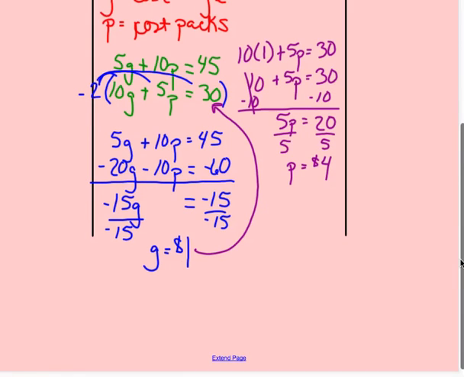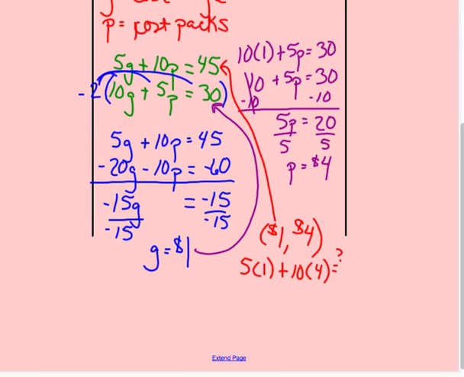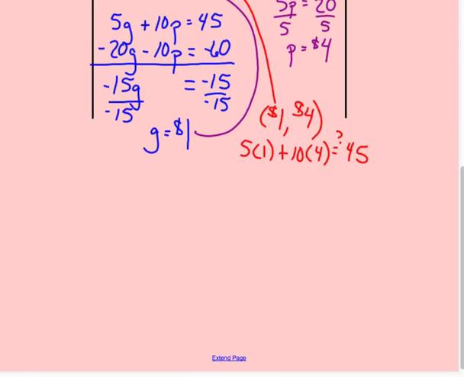Writing our answer as an ordered pair so that we can check our solution. We had the single tickets first were $1, and the packs of tickets were $4. So we're going to substitute that in. I'm kind of running out of room here. Our first equation, because we did not use that one to solve for P. Substituting 1 for G and 4 for P. Does that equal $45? 5 times 1 is 5, 10 times 4 is 40, and 5 plus 40 is 45, so that one checks out.